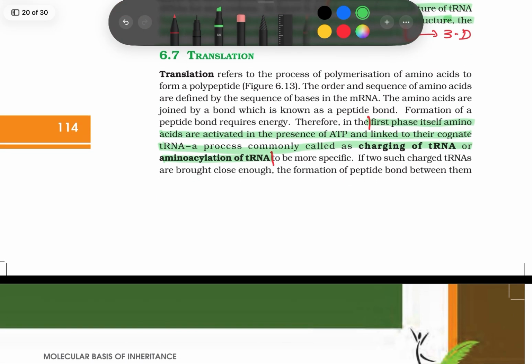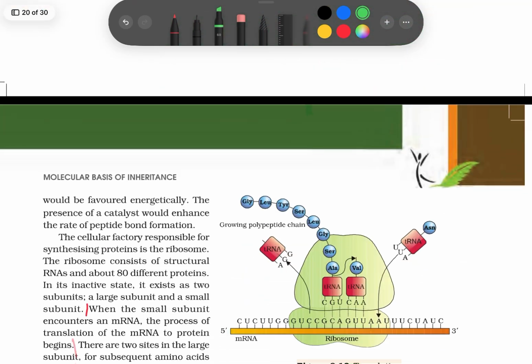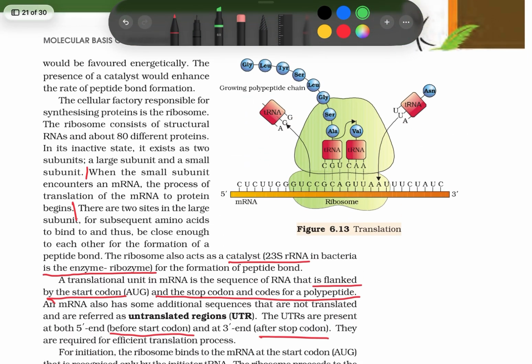In the second phase, original translation takes place. In that, when the smaller subunit of the ribosome encounters an mRNA, the process of translation of mRNA to protein begins. This is the original beginning of translation, and do remember, this is a previous NEET question. When the smaller subunit encounters an mRNA, the process of translation begins.